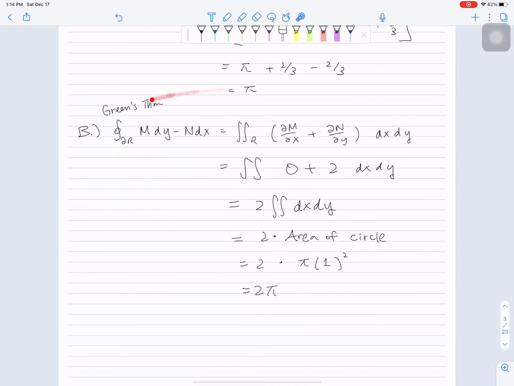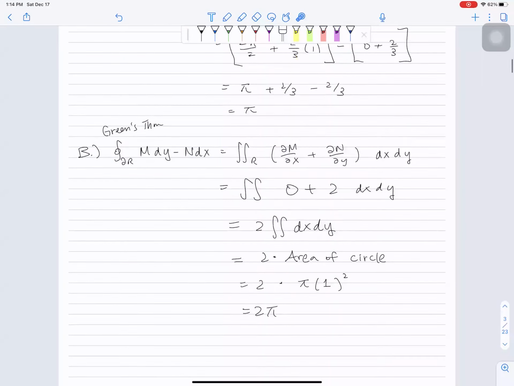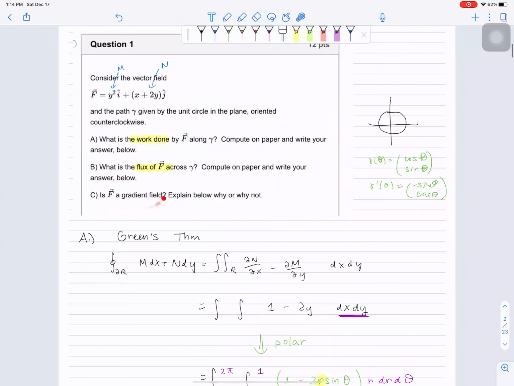So we're using Green's theorem, and we plug these in, we get these partials, and we get 2 times the area of the circle. Area of a circle is pi r squared. Okay. Part C says, is F a gradient field? So how can we tell if something is a gradient field? We can only tell if it's a gradient field by using the component test. What is the component test? It's saying we should test all of the different partials and see if they're equal to each other.